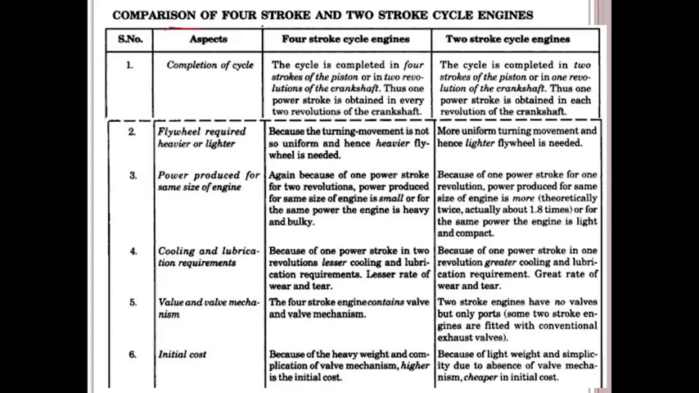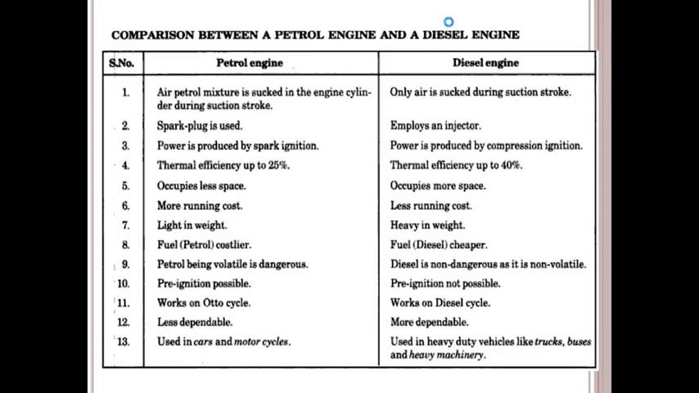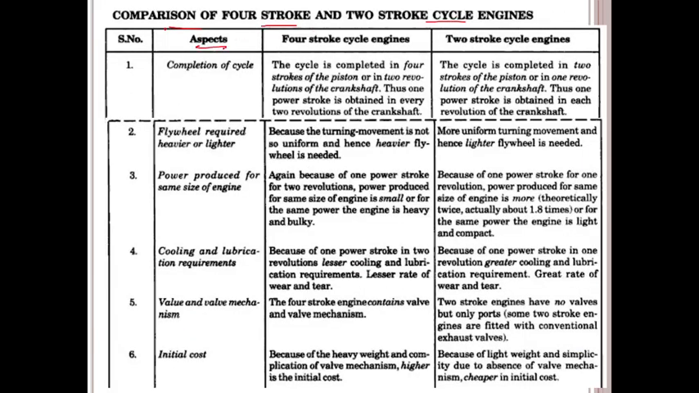So, a comparison of 4-stroke and 2-stroke cycle engines. You see here the aspects of 4-stroke engines and 2-stroke cycle engines. What is the completion of the cycle? The cycle is completed in 4 strokes of the piston or in 2 revolutions of the crankshaft. Thus, 1 power stroke is obtained in every 2 revolutions of the crankshaft. In 2-stroke, the cycle is completed in 2 strokes of the piston or in 1 revolution of the crankshaft. Thus, a power stroke is obtained in each revolution of the crankshaft.